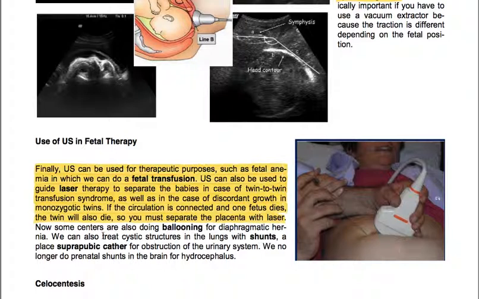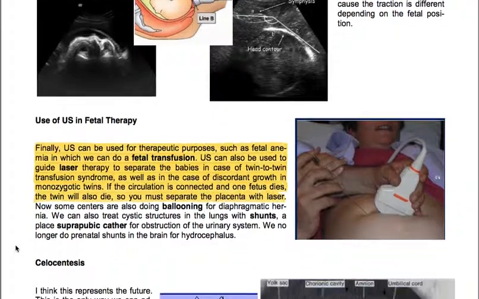We can also treat cystic structures in the lungs with shunts, or place a suprapubic catheter for obstruction of the urinary system. We no longer do prenatal shunts in the brain for hydrocephalus.